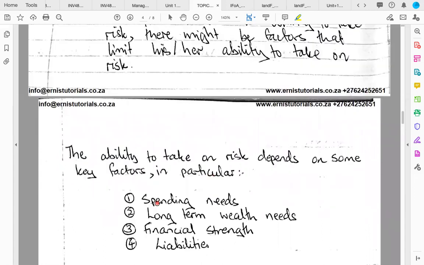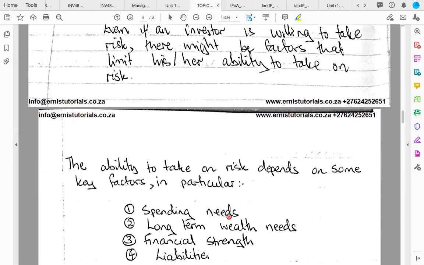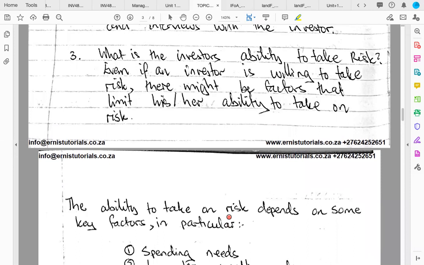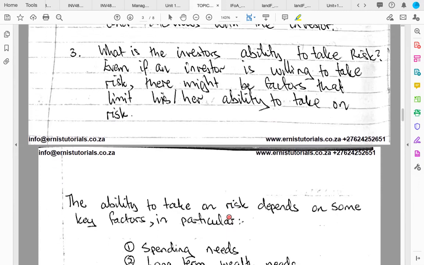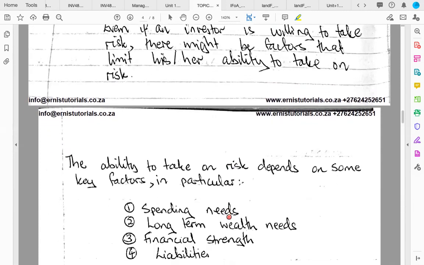However, you might find that another person has a lot of spending needs, a lot of liabilities, a lot of expenses, rents, mortgages, paying off a car. They don't have a lot of money. Their financial strength is very, very limited. And they have a lot of needs, immediate needs and long-term needs. So a person like that might not be able to take on a lot of risk because of their own circumstances. So the ability to take on risk depends on some key factors.